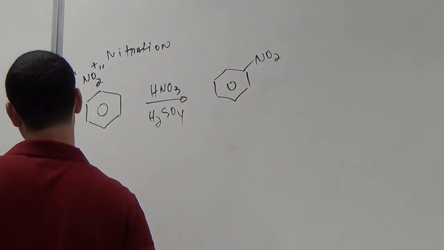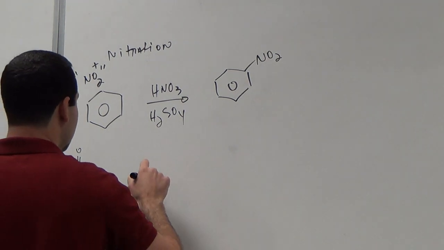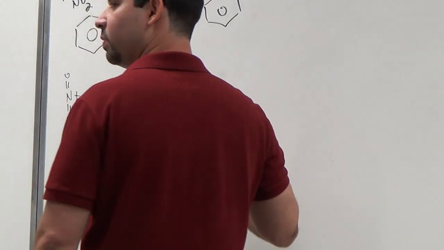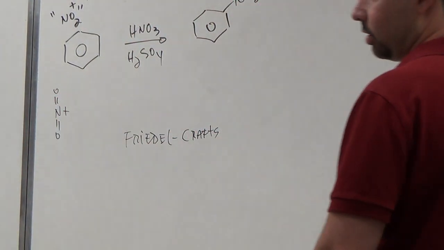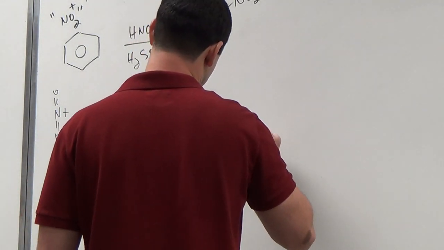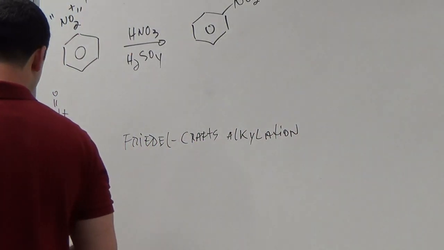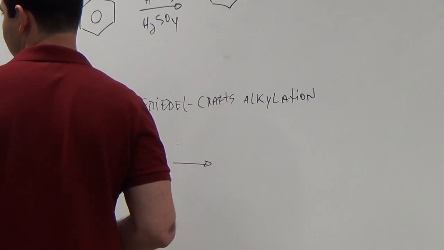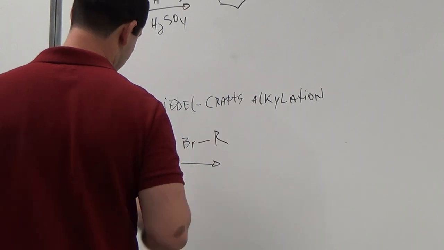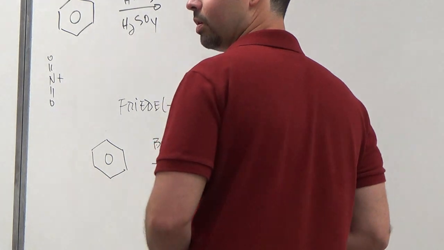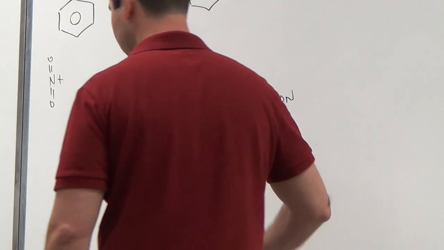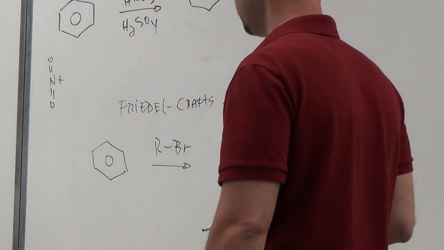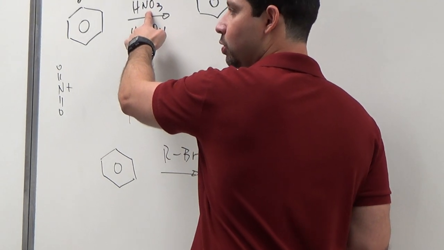So bromination, chlorination, sulfonation, nitration. This one is called Friedel-Crafts. We did this before? Friedel-Crafts alkylation. And then Friedel-Crafts alkylation will be an alkyl halide, yes? Here, this was part of making this the electrophile.